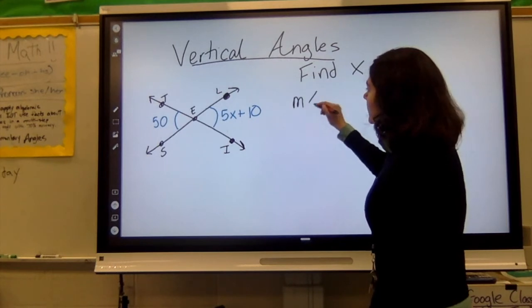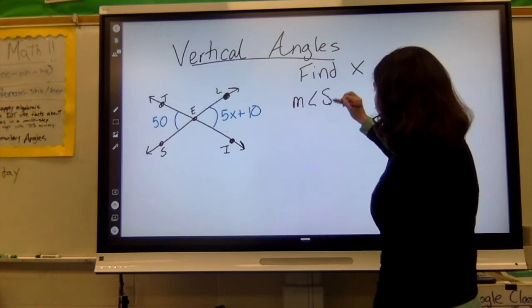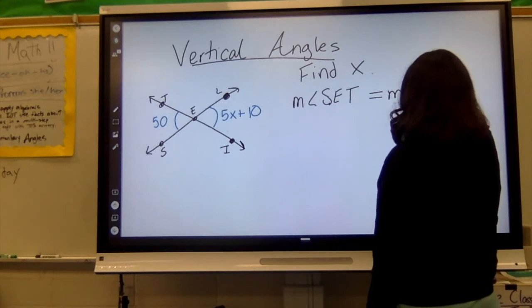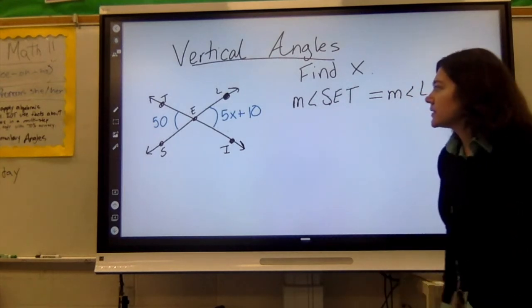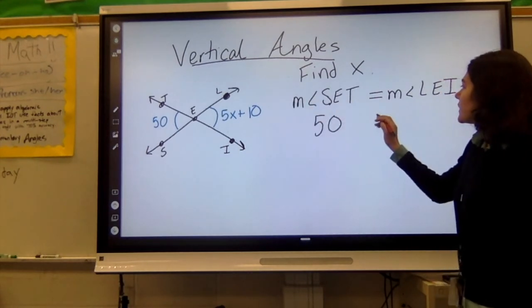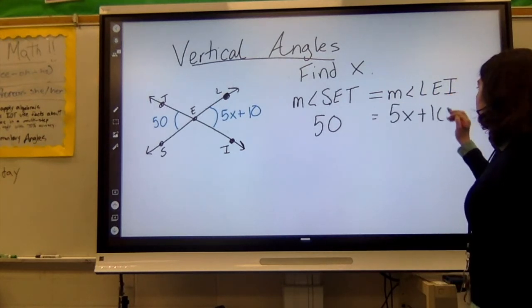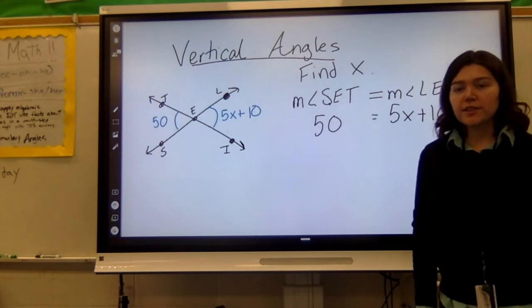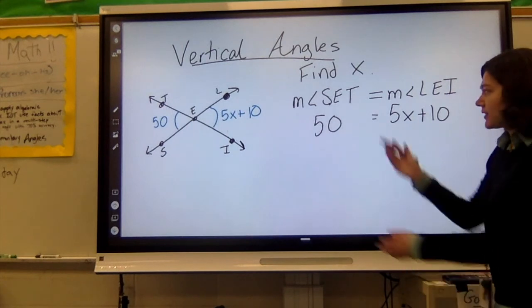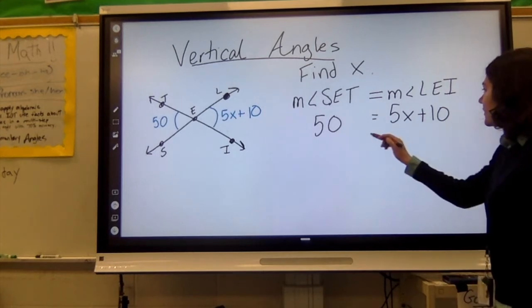So the measure of angle SET needs to be equal to the measure of angle LEI. The measure of SET is 50 degrees. The measure of LEI is 5x plus 10 degrees. So then I'm going to go ahead and solve. With 5x plus 10, I want to get x by itself. It doesn't matter that I'm on separate sides of the equation. It doesn't make any difference. I want to get x by itself.